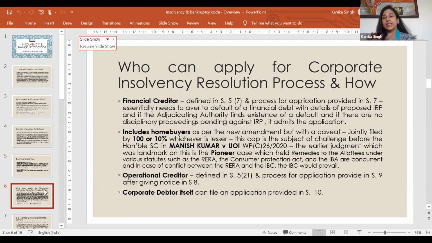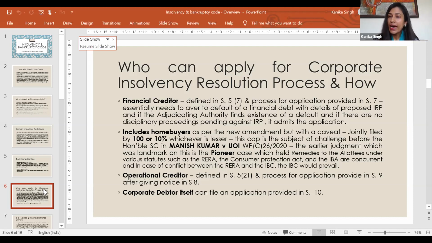Okay, now to bring this in context of who can apply for the corporate insolvency resolution process and how. We've understood the terms. We understand basically it's an action arising from a debt, but who can apply? So the first person who can apply is a financial creditor. Who's a financial creditor is defined in section 5.7. Basically anybody to whom a financial debt is owed.